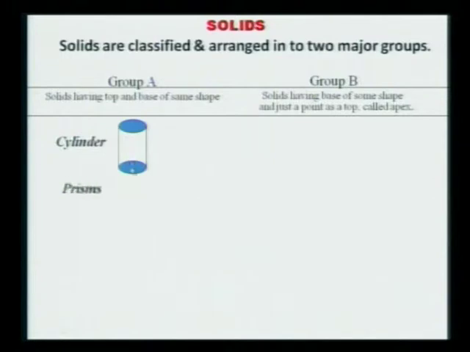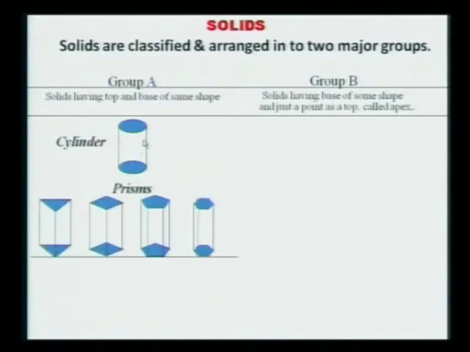Now, prism. The second point is prisms. You can see here: triangular prism, square prism, pentagonal prism, hexagonal prism. The base and top are exactly similar and joined by edges 1, 2, 3, 4, 5, and on the back side 6. And these are all plane surfaces. This is the first group: top and base are similar.